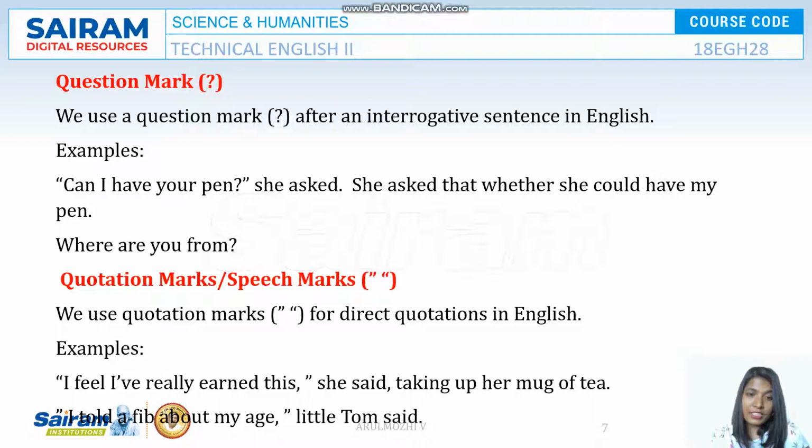Where are you from? It's a direct question, so we have a question mark at the end. Okay, next, quotation marks. We use quotation marks for direct speech. Take for example, "I feel I have really earned this," said she. She said, "Okay," taking up her mug of tea. So these are the exact words she said: "I feel I have really earned this."